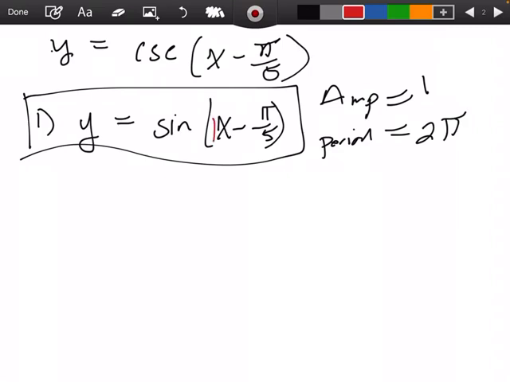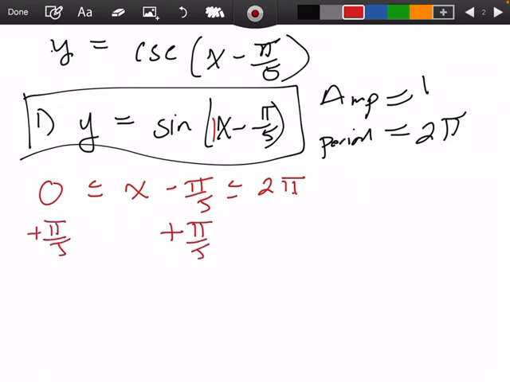So let's go ahead and solve our inequality. So remember, the first step is going to be, let's go 0 is less than or equal to x minus pi over 5, which is less than or equal to 2 pi. And so the first thing I need to do is I need to add pi over 5 all the way across. So those 0 cancel. So this is going to leave me with a pi over 5 is less than or equal to x, which is less than or equal to.